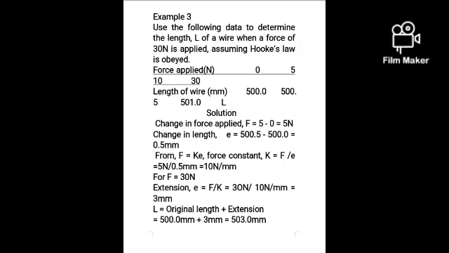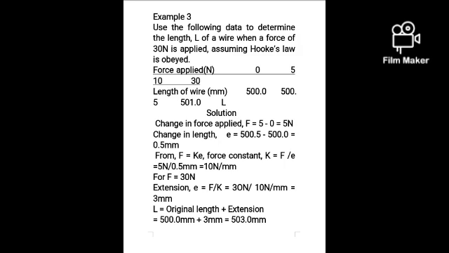Okay, now question number 3. We are told to use the following data to determine the length L of a wire when a force of 30 Newton is applied, assuming Hooke's law is obeyed. Now we have the force applied to be 0, 5, 10 and the length of the wire is 500, 500.5, 501.0. Okay, now change in force applied is F minus 0, which is going to give you 5 Newton. Now change in length is E equals 500.5 minus 500.0, which is 0.5 millimeter.